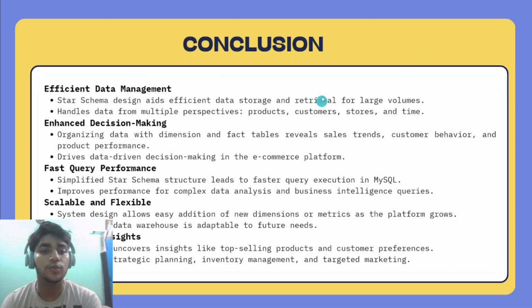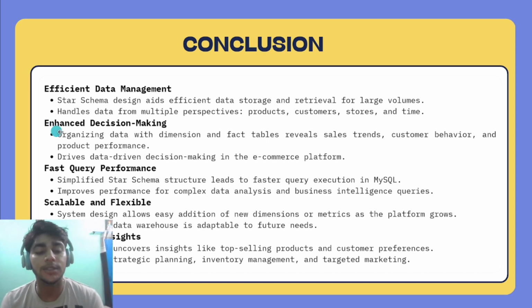So let's come to the conclusion. Why is dimensional modeling used? It is used for efficient data management. We can see in star schema, our storage and retrieval are very efficient for large volumes of data, and it can handle multiple perspectives: product, customer, store, time. It's just spread all over the page. You saw it. So it can handle multiple perspectives.